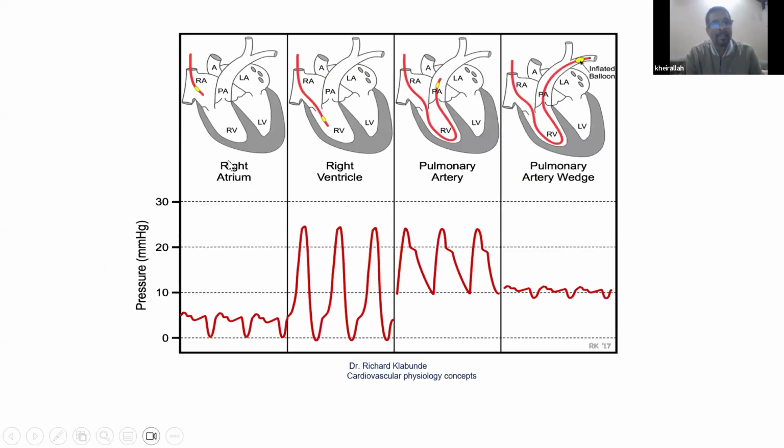Now, the Swan-Ganz, probably you have used it before, is a right heart cath hemodynamics. It is inserted venously, goes to the right atrium, then to the RV, then negotiated through the pulmonary artery until we wedge in the pulmonary artery. And here is the tracing you get. The first tracing is right atrial pressure, then right ventricle, pulmonary artery, and pulmonary wedge. And this is the shape of each one, okay?